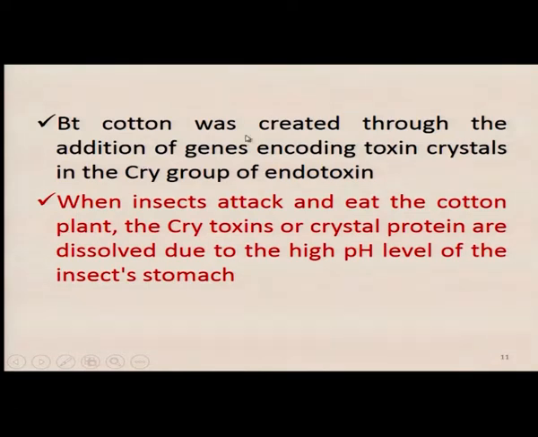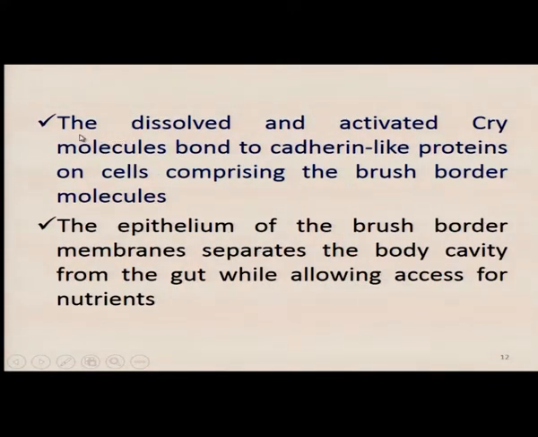Bt cotton was created through the addition of genes encoding the toxin crystals in the cry group of the endotoxin. When insects attack and eat the cotton plant, the cry toxins of the crystal protein are dissolved due to the high pH level of the insect stomach. The dissolved and activated cry molecules bind to the cadherin-like proteins on the cells comprising the brush border molecules, the brush border molecules.